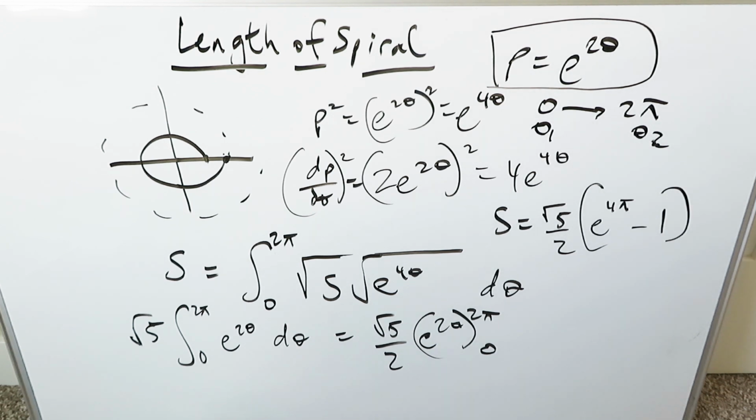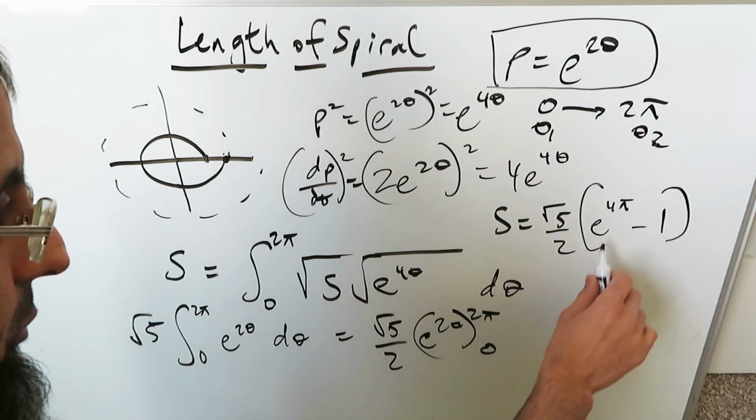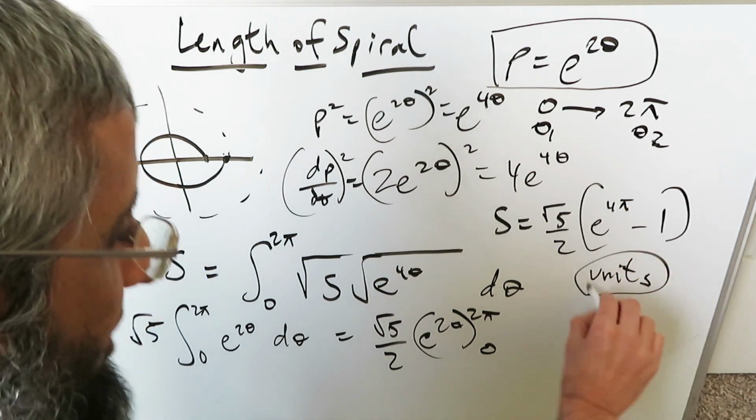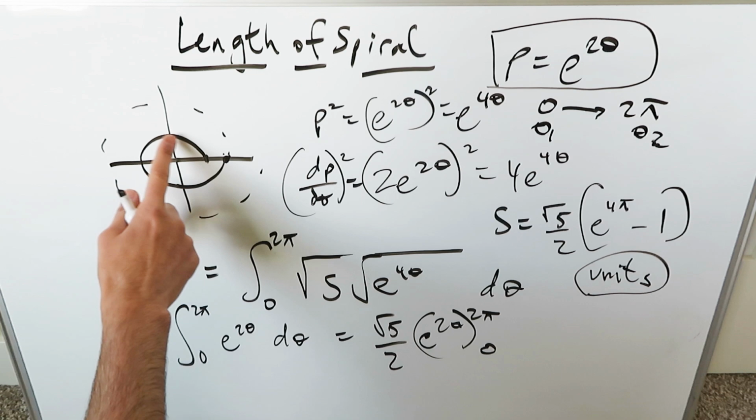What's your units for this? Whatever they might be. Root 5 over 2, e exponent 4 pi minus 1 units. That's the length of this spiral that you see over here in the solid representation.